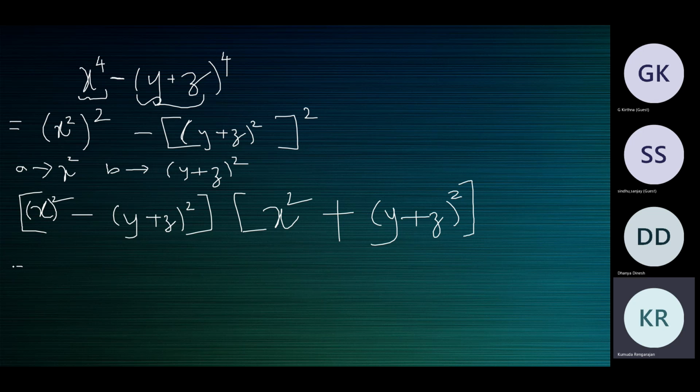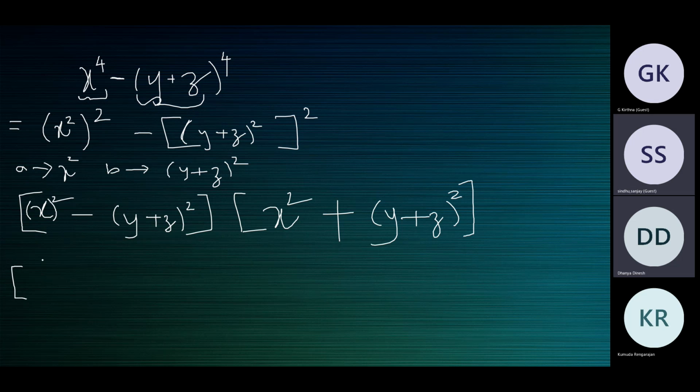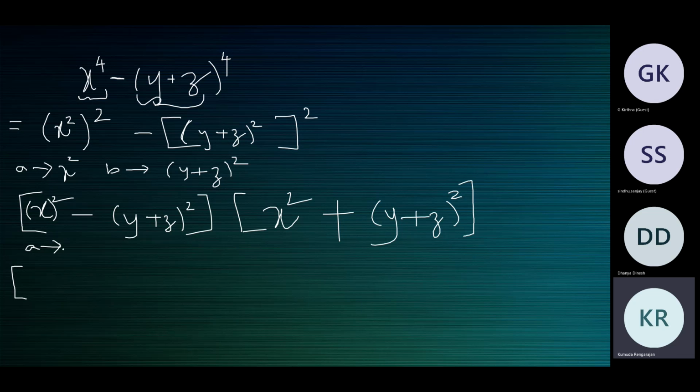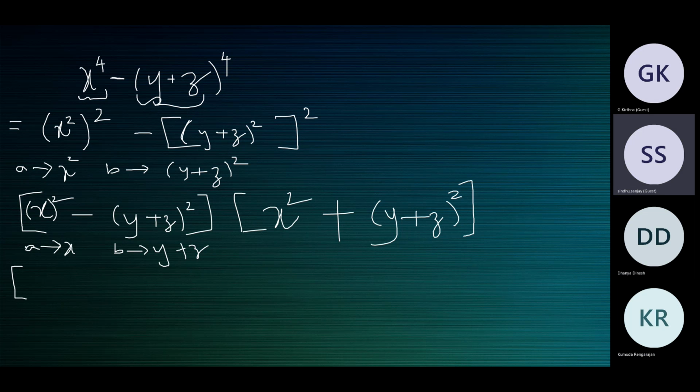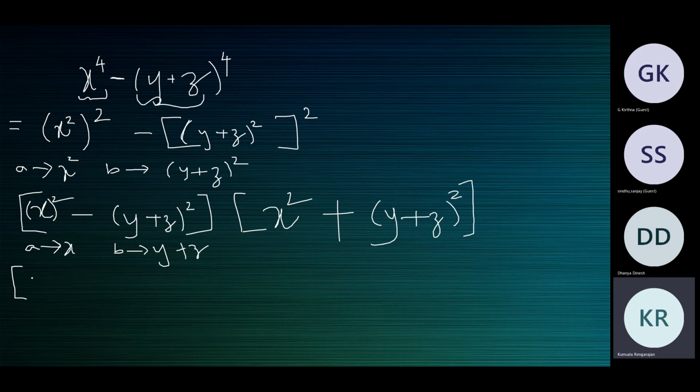So what will be the result? X plus minus y plus z. Now what is a? X, ma'am. What's b? You can use different letters also. You can also say that it's of the form p square minus q square. So p is x and q is, you can also use a different letter. Correct? Yes. Okay, now what is a minus b?